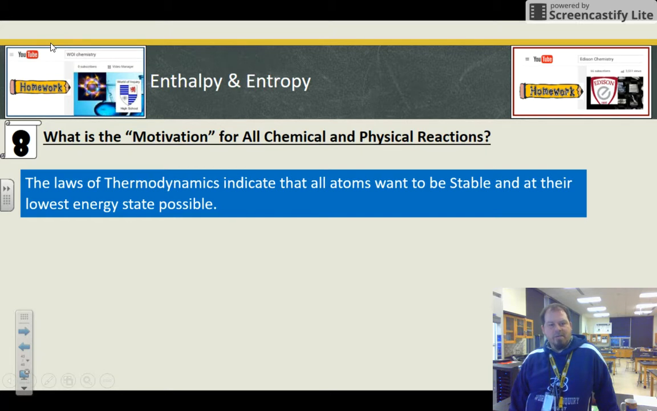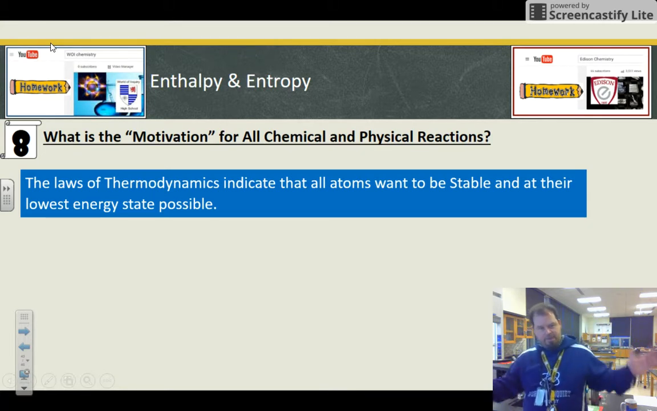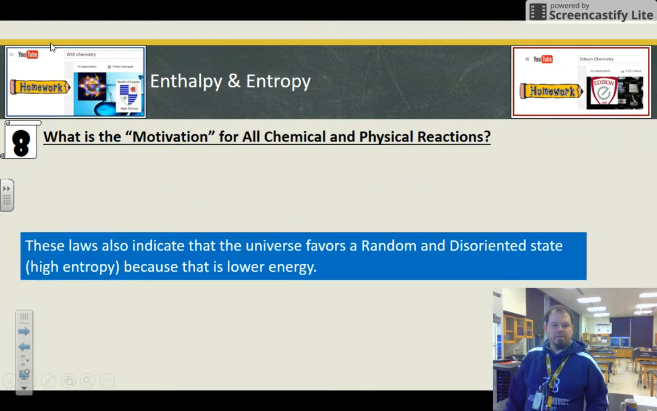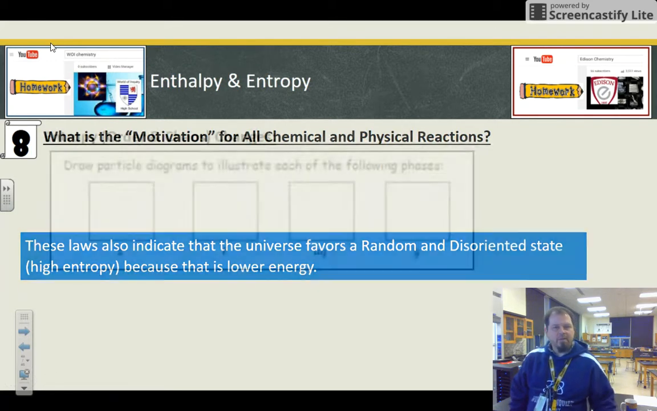The laws of thermodynamics indicate that all atoms will be stable at their lowest energy state possible. Okay, so this is another fundamental theme of the universe that I'm trying to get you to see big picture style. Okay, we like low energy. These laws also indicate that therefore the universe favors randomness in a disoriented state, hence high entropy, because this is lower energy. It takes me a lot of energy to build a castle out of Legos. Eventually, nature wants that thing to fall apart and that energy to go away. It's just how it is.